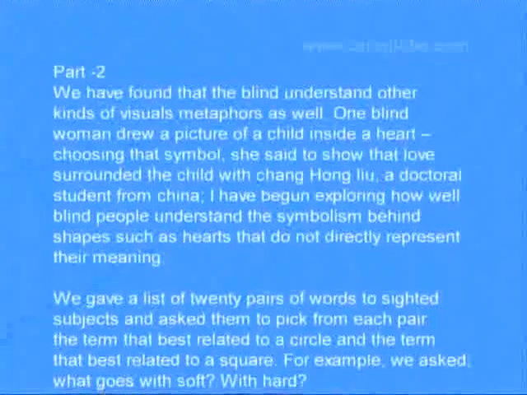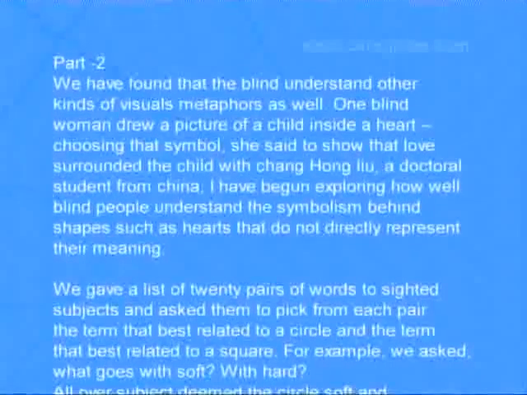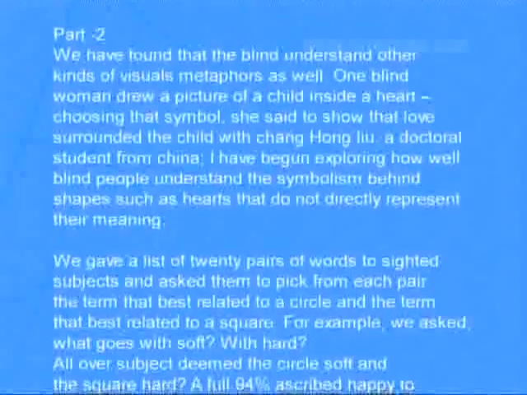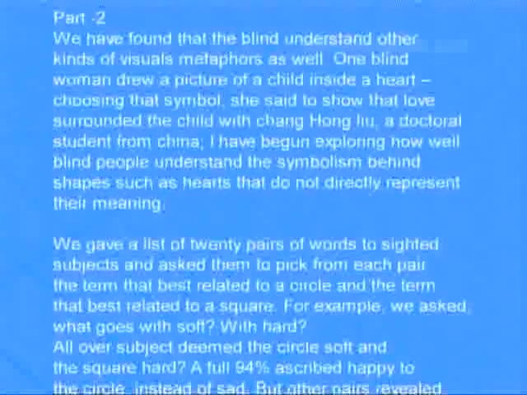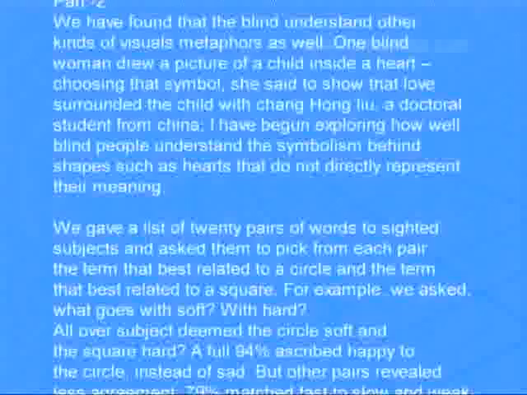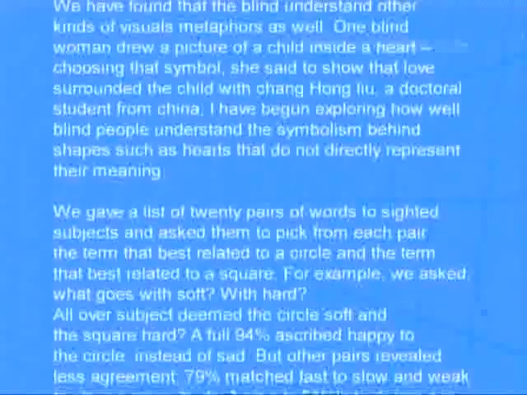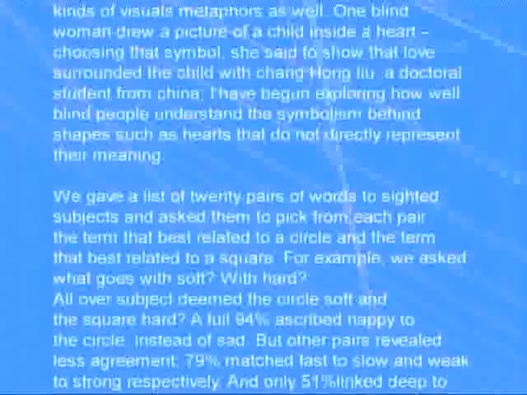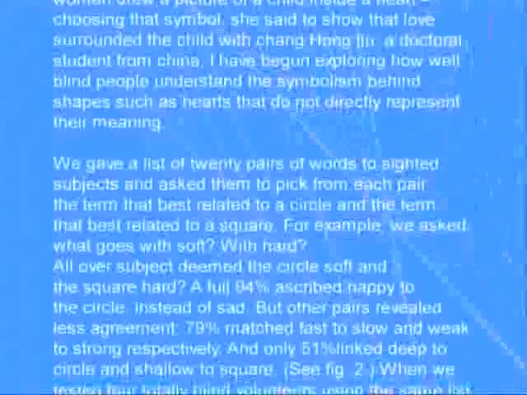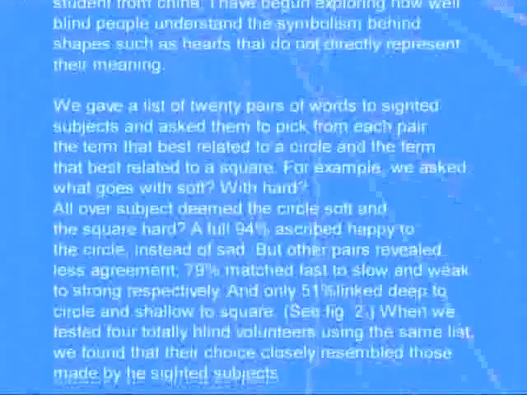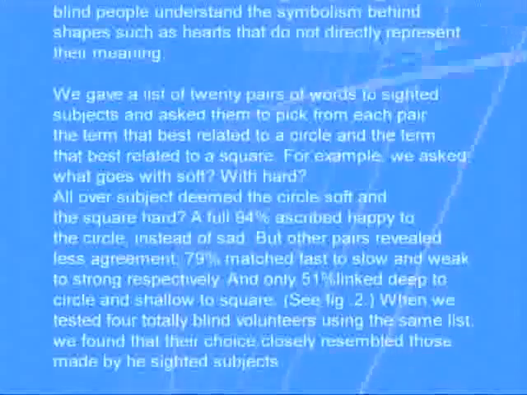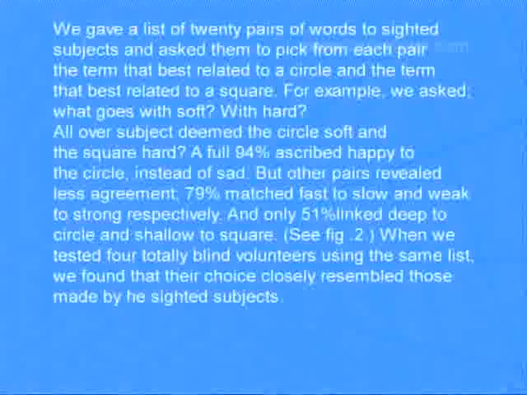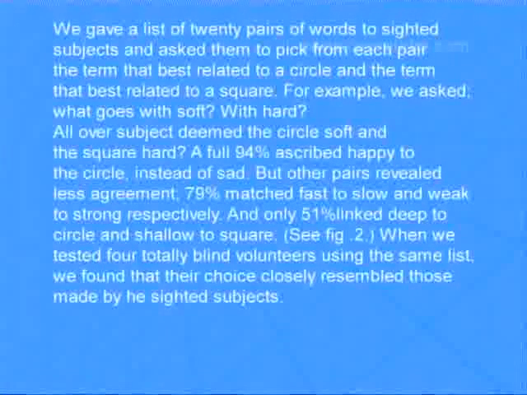For example, we asked, what goes with soft, a circle or a square? Which shape goes with hard? All our subjects deemed the circle soft and the square hard. A full 94% ascribed happy to the circle instead of sad. But other pairs revealed less agreement. 79% matched fast to slow and weak to strong respectively, and only 51% linked deep to circle and shallow to square. When we tested our totally blind volunteers using the same list, we found that their choices closely resembled those made by the sighted subjects.